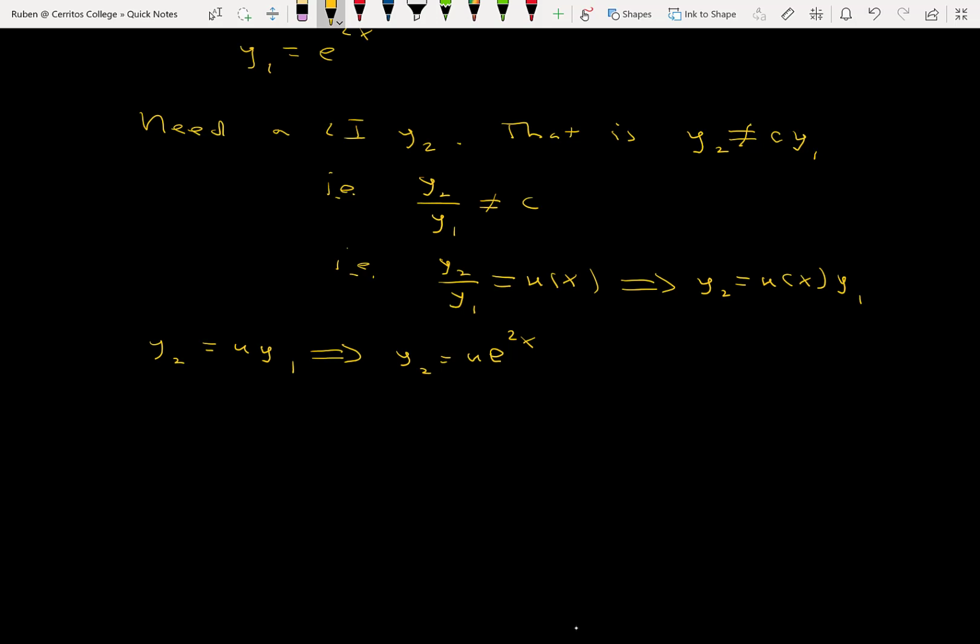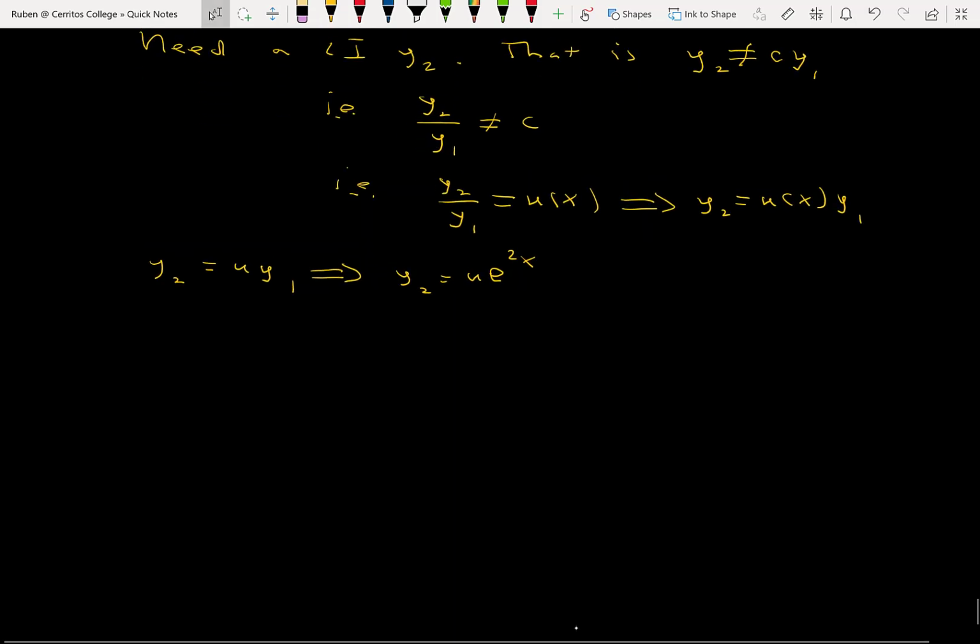So our job is to take y2, substitute it into the differential equation, and somehow from that solve for the u of x, which will help us to find our second linearly independent solution. So let's take y2 and substitute it into our differential equation. What I've done here is to eliminate the of x and the u of x so that when we take our derivatives, we keep the writing down to a minimum.